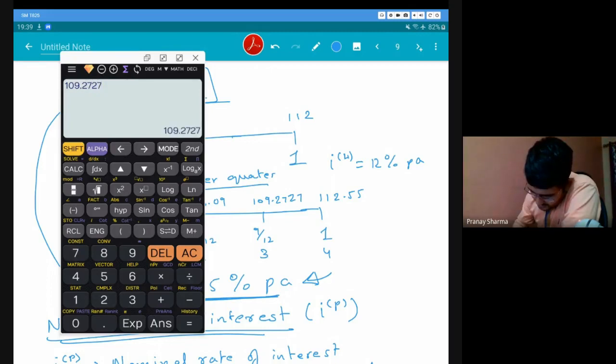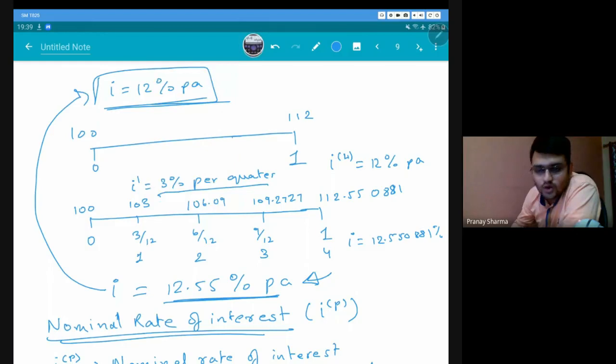109.2727 into 1.03. In actuality, it was 12.55081. So our I is 12.550881. If we use this, and we need to find how much interest we are going to earn in 1 quarter, that means it is 1/4 year. So I will have 1 plus I raised to 1/4 year into 100. So I'll do that.